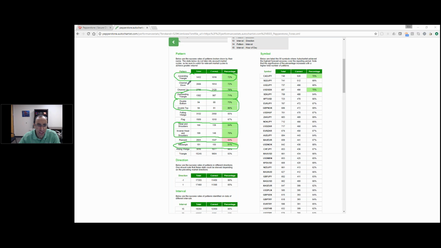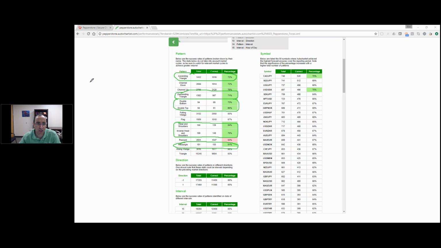I've missed out a few, the channel downs, the channel ups, just for now, because I found that these vary quite a bit with market conditions as they're trending up or as they're trending down. But the ones that I highlighted right now, there's one thing common about all of them. And I'll draw them each individually for you.